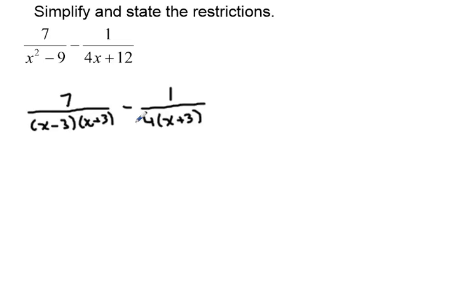So I'm going to need to come up with a common denominator for the first denominator here and the second one. If I look at the first denominator, I can see I have x minus 3, x plus 3, but I don't have a 4. So I'm going to multiply the top and bottom of this expression by 4. And if I look at my second expression, I have a 4 and x plus 3, but I don't have x minus 3. So I'm going to want to multiply the top and bottom of this expression by x minus 3.